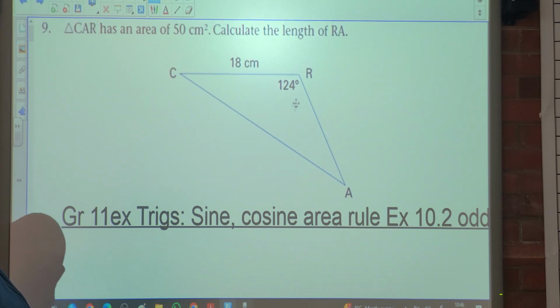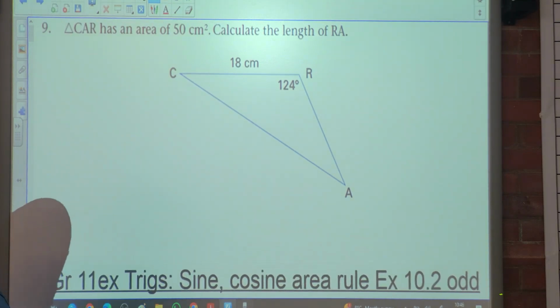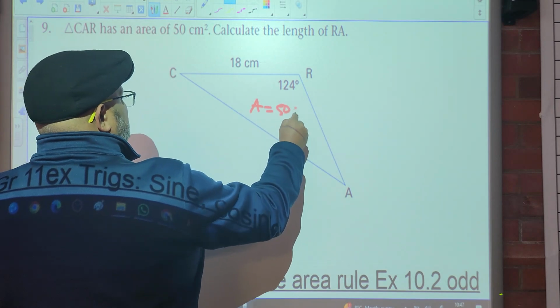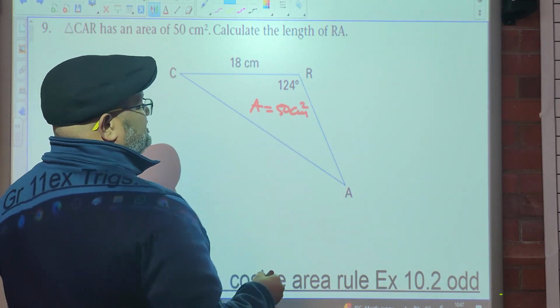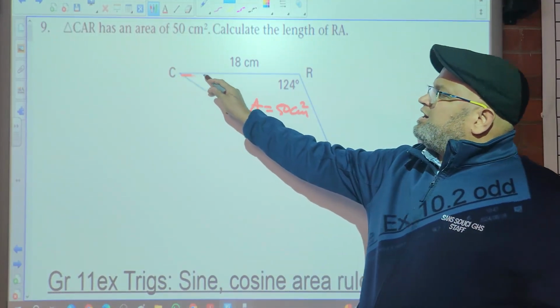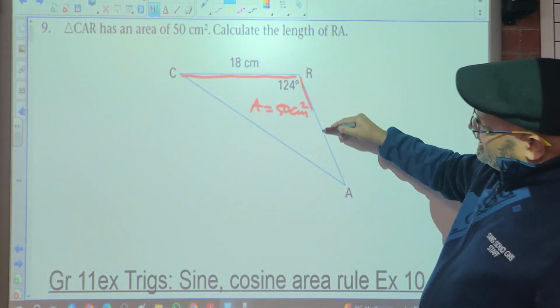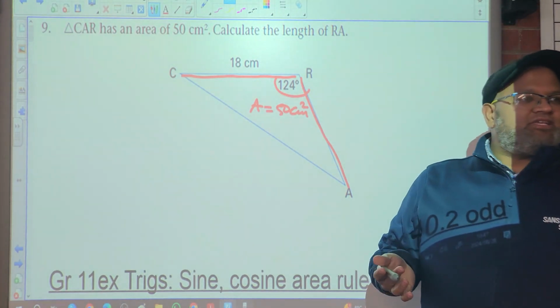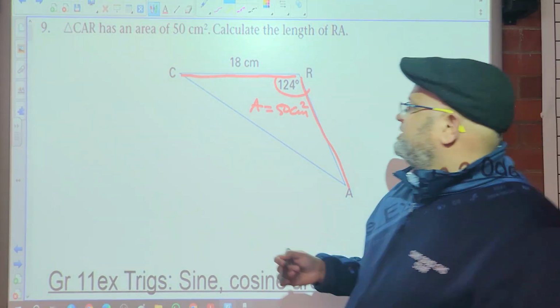Okay, so triangle CAR has an area of 50 centimeters squared. Calculate the length of RA. People, as you can see, we got that length. We want to calculate that length, and we have the included angle. So we go straight into the sine rule. Not so. So let's go.